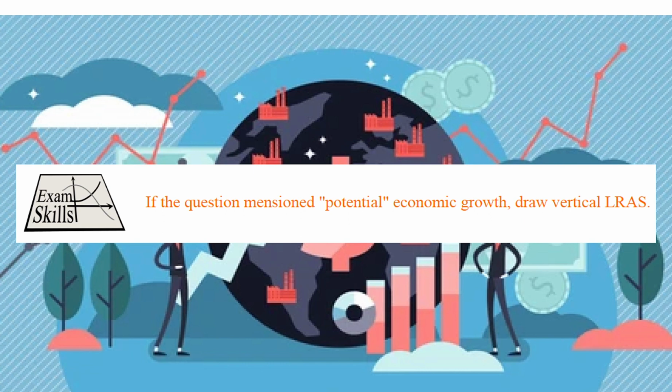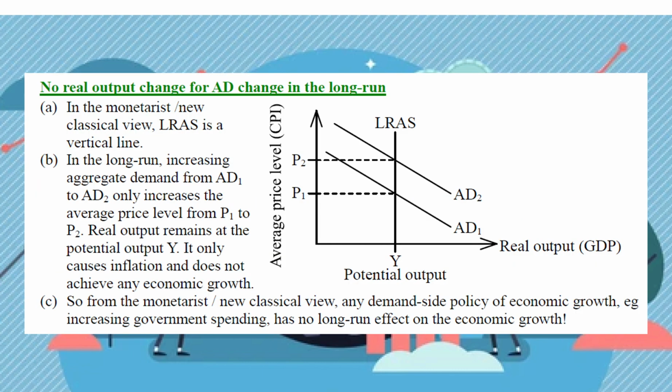So if the question mentions potential economic growth, draw the vertical LRAS. That's the trick, that's the clue. Potential. So there is low real output change for an AD change in the long run. That is the monetarist point of view. From the monetarist point of view, demand side policy has little use. Supply side is important in the long run.